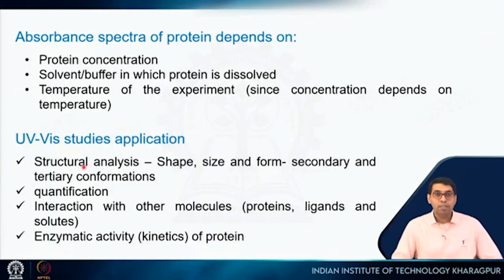So, what are the applications? We can get structural information. So, for example, the shape, size, or even secondary and tertiary structure information depending on how you do the experiment. So, we will see in more detail when I talk about CD spectroscopy in the next lecture, where you will see that you can get detailed information about the secondary structure of your protein from CD experiment.